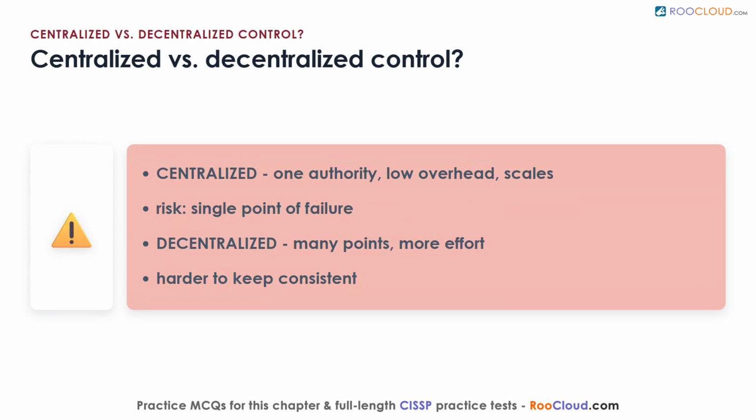Centralized control puts a single authority in charge, so a small team or even one person manages it, one change ripples everywhere, and overhead stays low. The catch is a single point of failure. Centralized systems also scale well, adding capacity as you grow. Decentralized control spreads decisions across many points, needing more people and more effort, since every change must be repeated everywhere and consistency gets harder. Think of one master key desk versus a building where every floor manages its own locks.